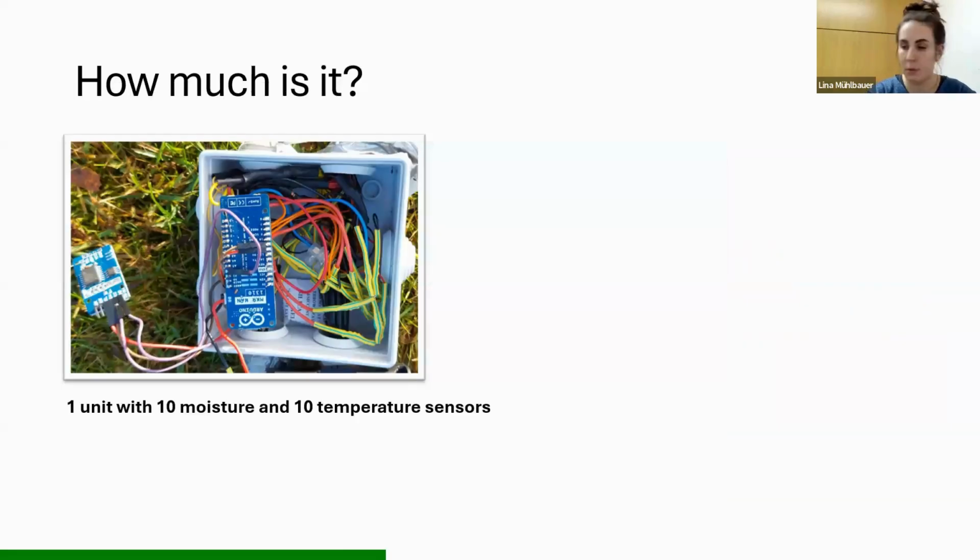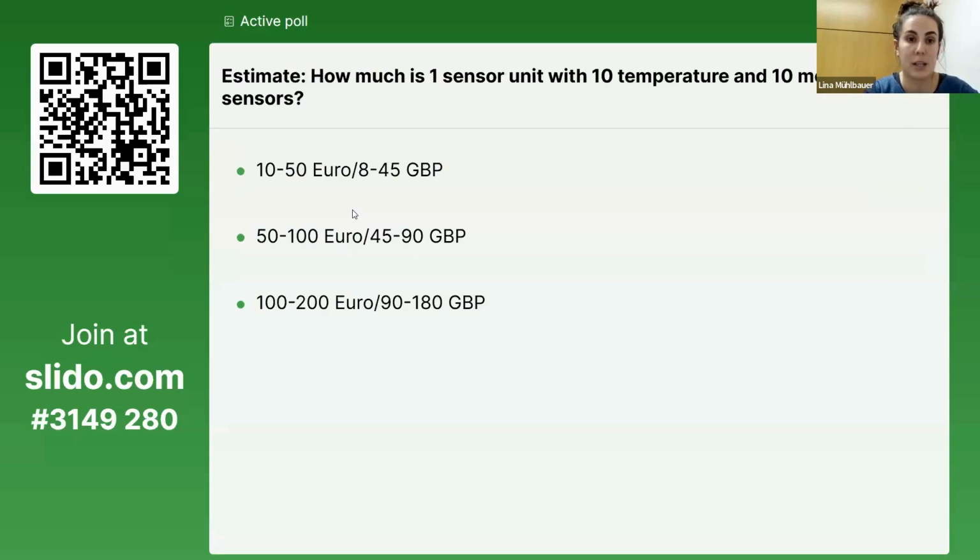Now the important question is, because we always say it is cheap, but how much is it actually? I would like you to guess how much one of these units with 10 moisture and 10 temperature sensors is. We have a microcontroller in the middle, and the possibility to measure 10 moisture and 10 temperature points in time. Maybe you can scan the QR code again and try to estimate how much one of these EMUs actually costs.